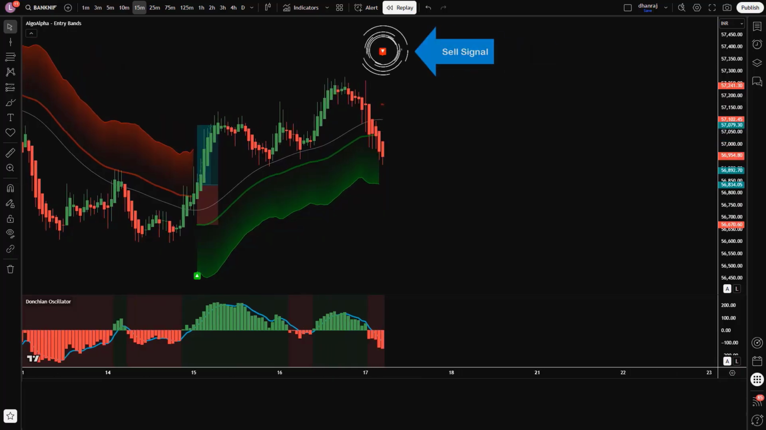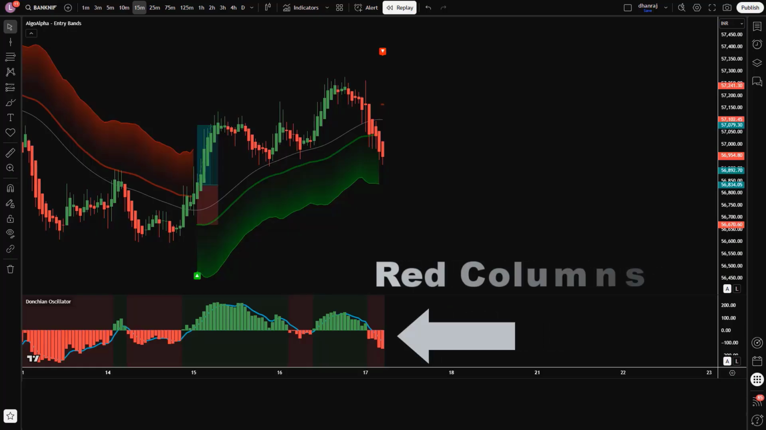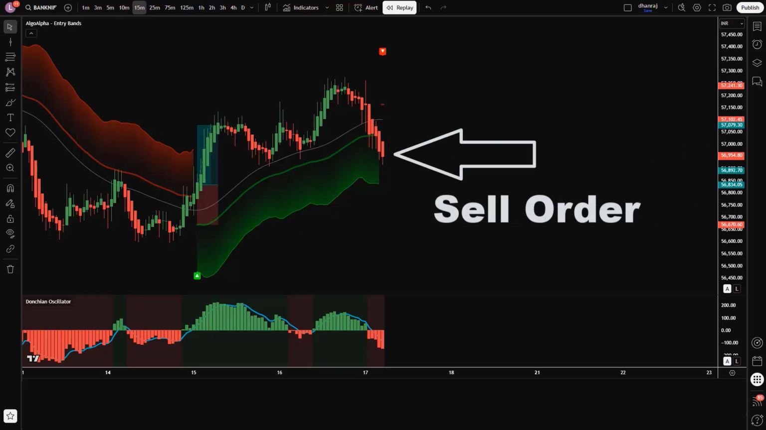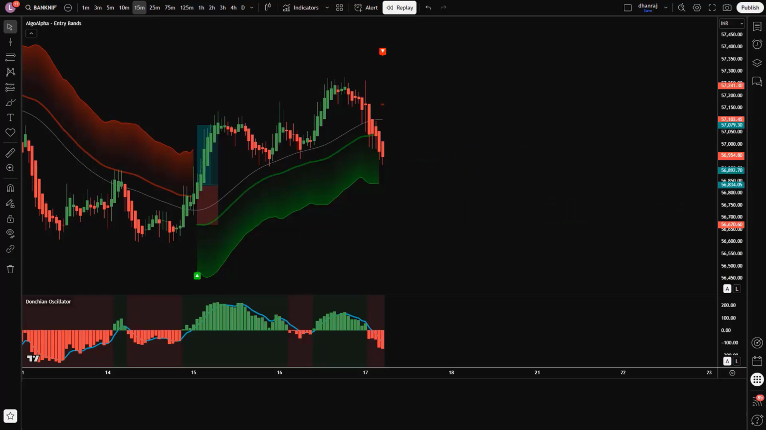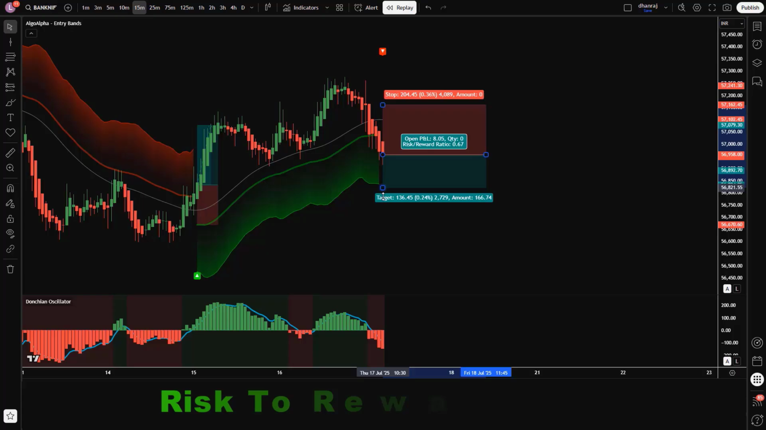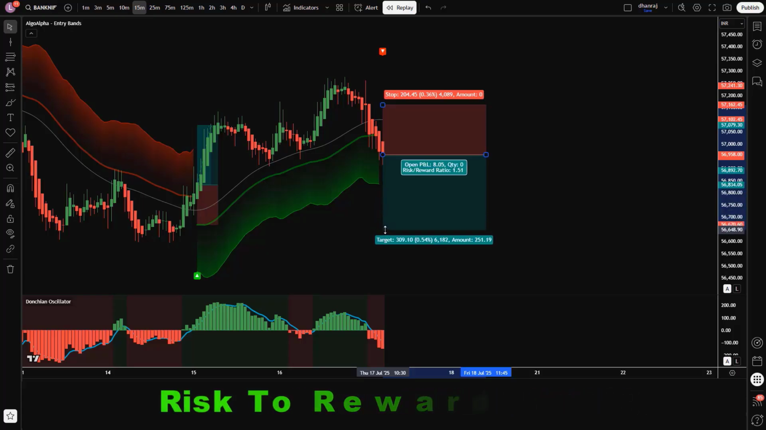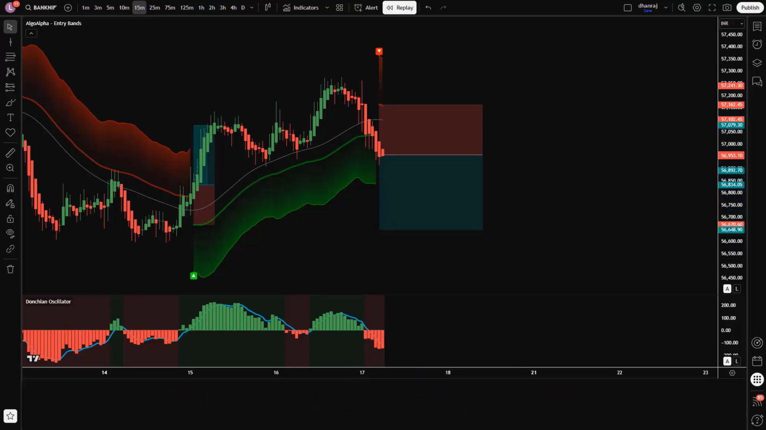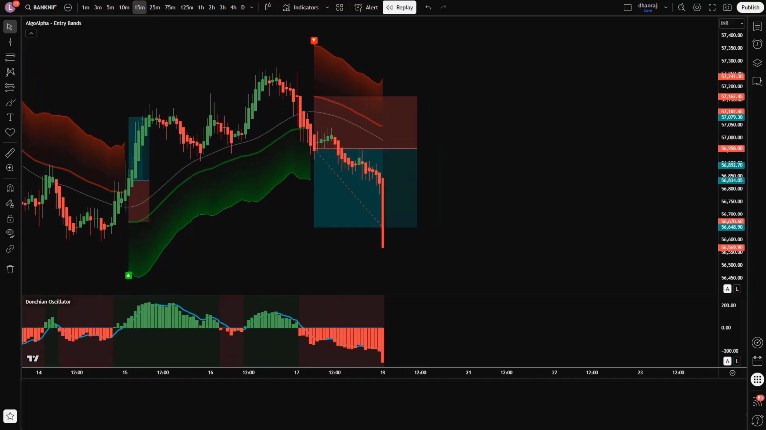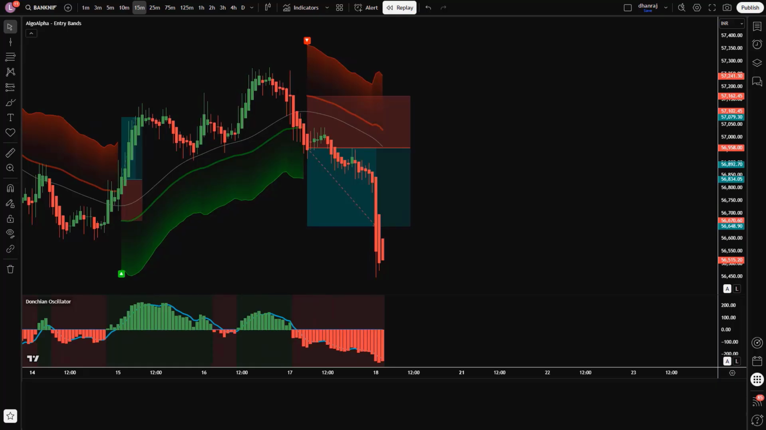Here the Fibonacci entry bands indicator gives us a sell signal. Here the Donchian oscillator indicator shows red color columns. Here the market forms a bearish candle. So all our conditions are fulfilled, then we will place sell order. Our stop loss is algo alpha upper line. And the risk to reward ratio will be 1:1.5. Let's see what happens to our trade. The market has completely hit the target.